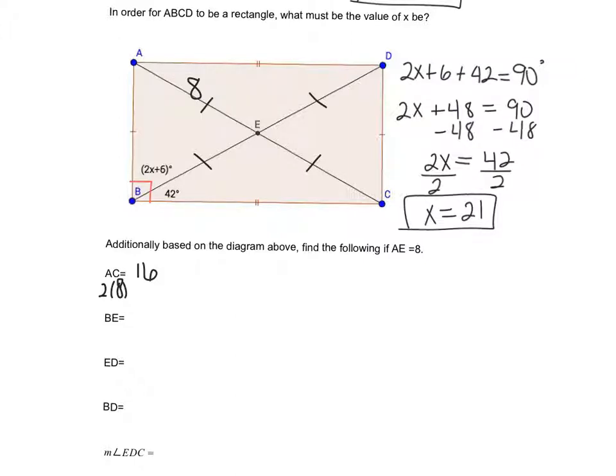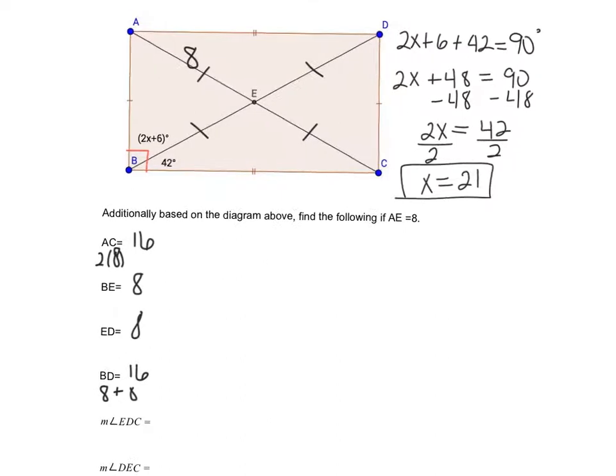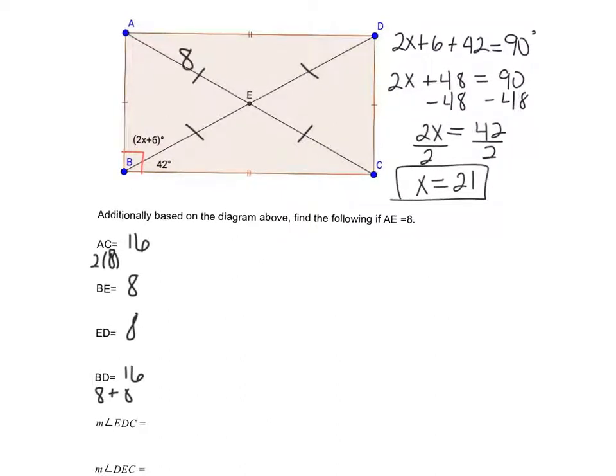BE, which is a piece of diagonal BD, is congruent to AE, which means it has a length of 8. ED, the other half of diagonal BD, will also have a length of 8, which means my entire diagonal BD is 8 plus 8, which gives me 16. Next, we want to find the measure of angle EDC.